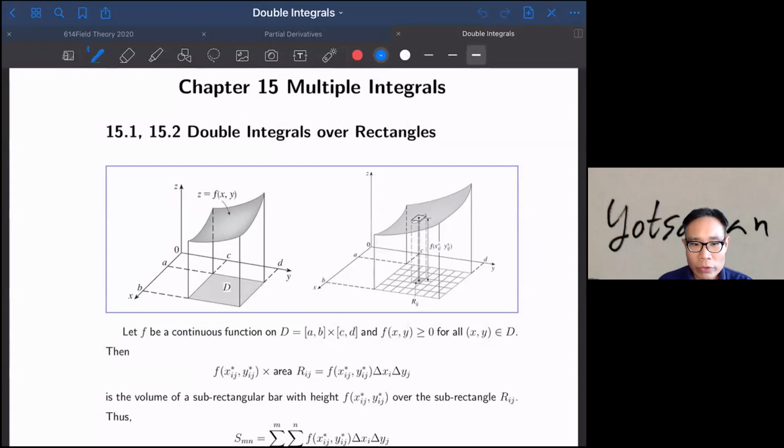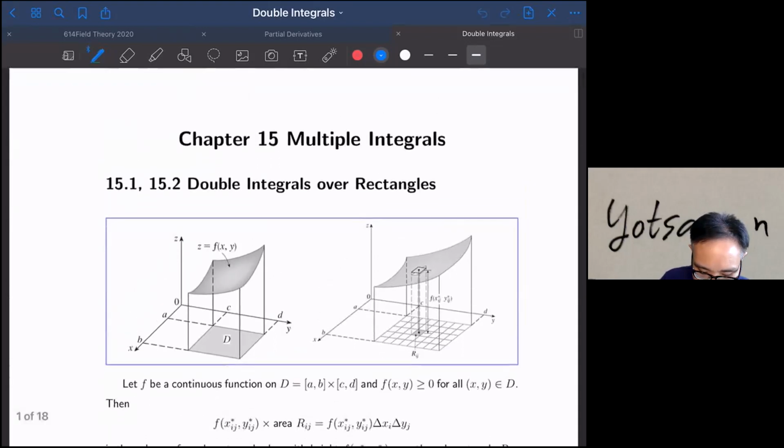And the double integral is going to come in two ways. The first way is going to be the double integral over the rectangle. And the second one is going to be the double integral over the general region. So the first one is just the basic one. It's going to be like in calculus one, when you'd like to find the area under the curve.